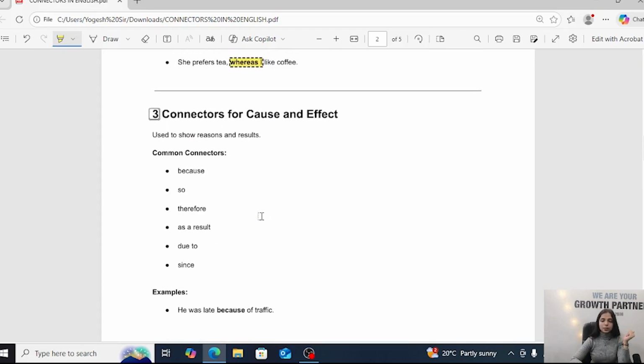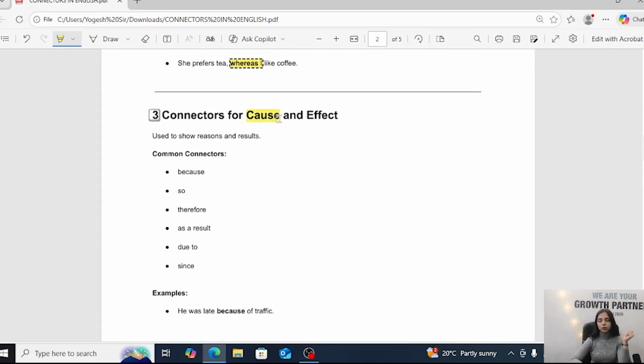Next is the connectors for cause and effect. When we're talking about something, there are some topics, just like take the example of pollution these days in winter. Pollution has certain causes and also effects. But there are some words which help us to maintain the flow and fluency while we are talking about pollution's cause and effect. So first understand which are the connectors for showing this cause and effect. It is just like because, so, therefore, as a result, due to, since. These are the connectors.